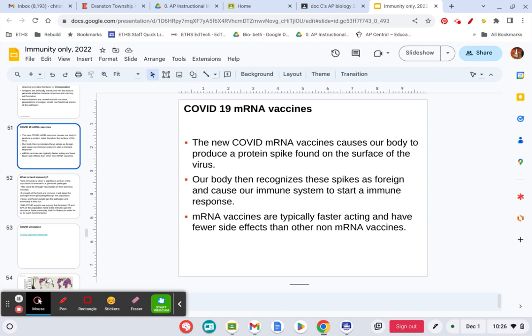Targets the spikes on the COVID-19 membrane. Now, I don't know exactly why. I don't know the details of this, but I do know that the mRNA vaccines tend to work more quickly, and they tend to have less side effects than other non-mRNA vaccines.